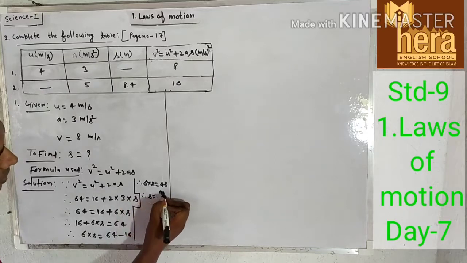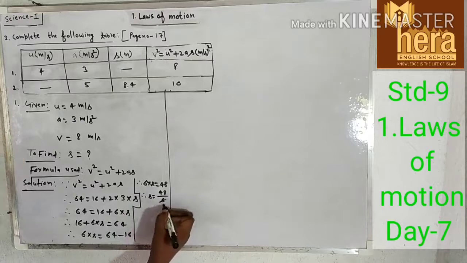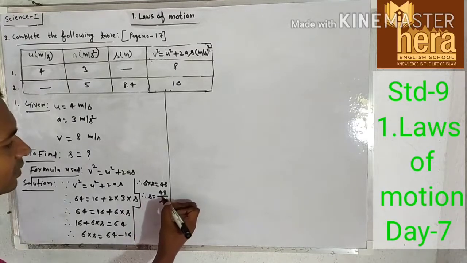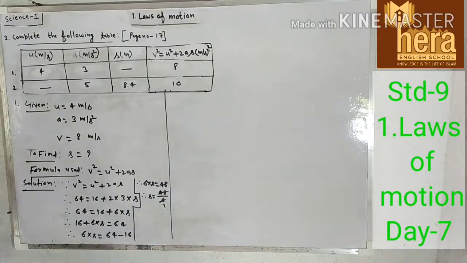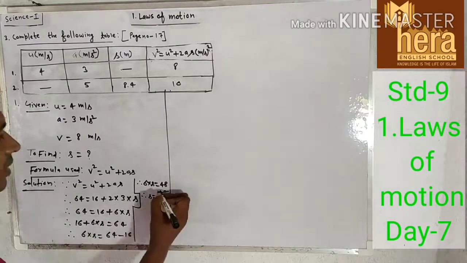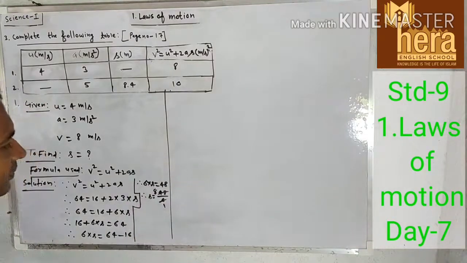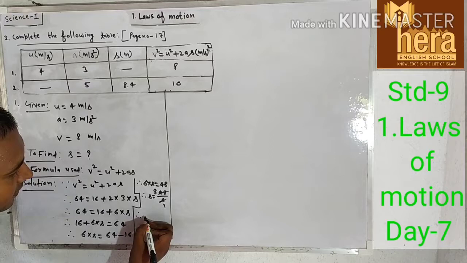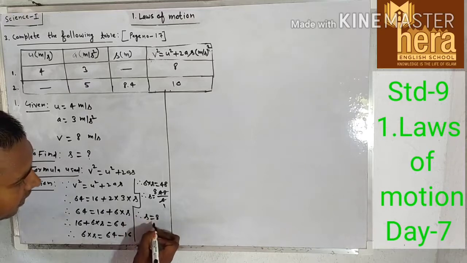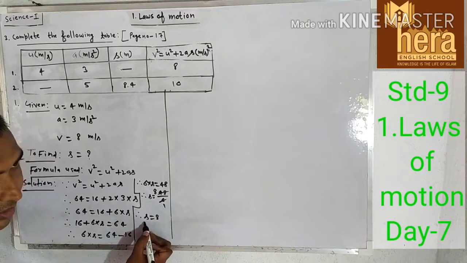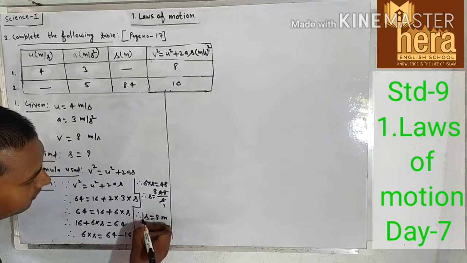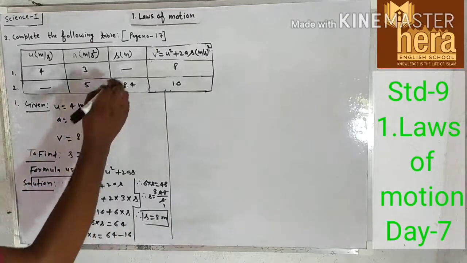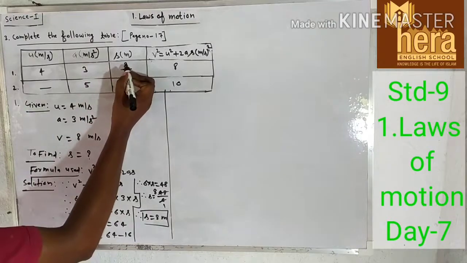Therefore S is equal to 48 upon 6. 8 6s are 48. Therefore, S is equal to 8. S is the displacement. So the SI unit of displacement is meter. So write here meter. So here S is equal to how much? 8. So now you can write here 8.